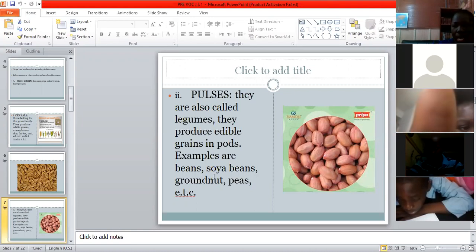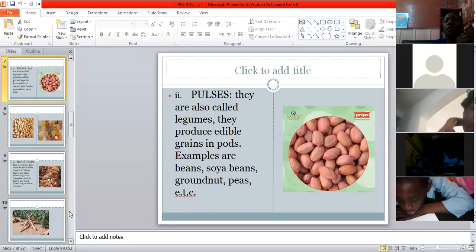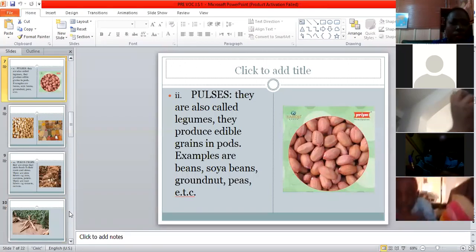The picture here is a picture of groundnut seed. They've been removed from the pods, so you can't see the pods here because they've been separated from the pods for our consumption. So pulses is the same thing as legumes. They produce edible grains that are stored in pods. But you cannot eat your pulses along with the pods. So that's why they separate them before they bring them to market for sale.